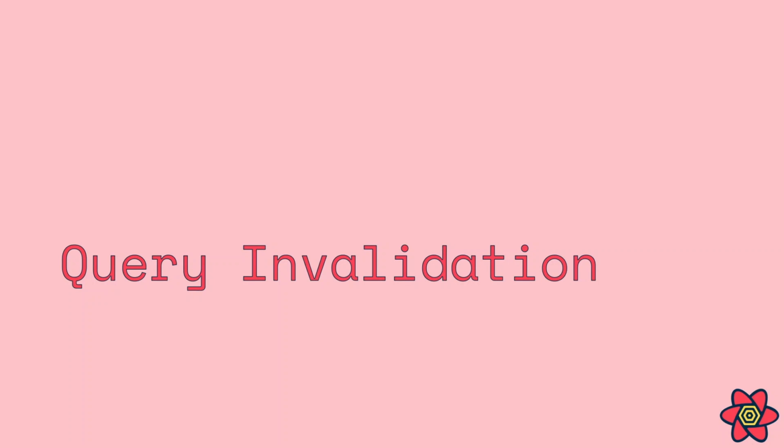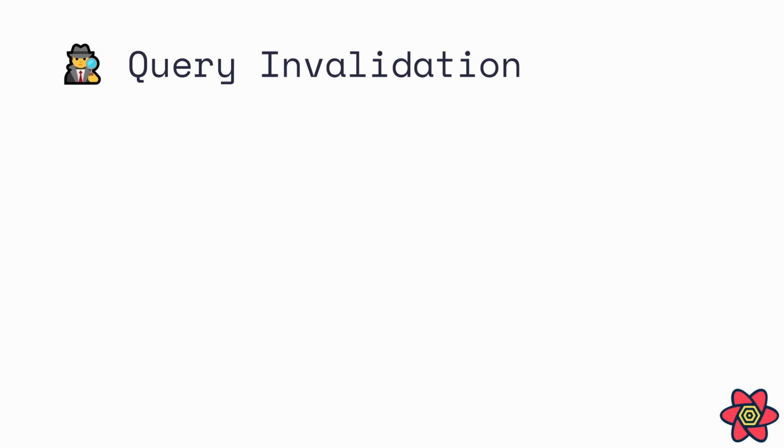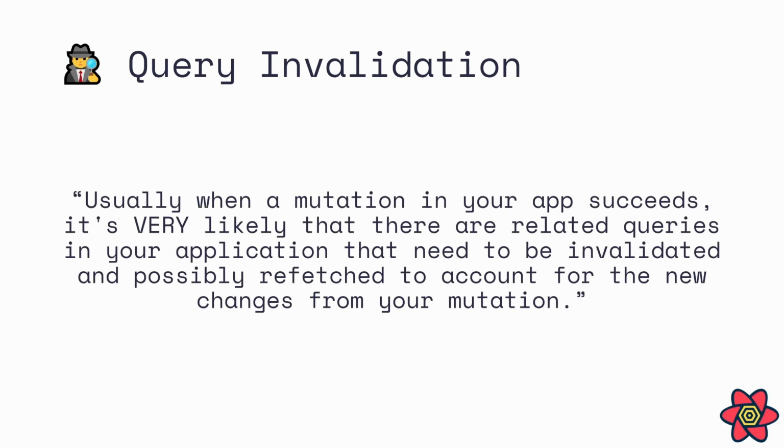The third core concept to discuss is query invalidation. The official docs outline query invalidation as the following. Usually when a mutation in your app succeeds, it's very likely that there are related queries in your application that need to be invalidated and possibly refetched to account for the new changes from your mutation. So a simple example is that when we create a new to-do item, our to-dos query is now invalid because we have just mutated the data.